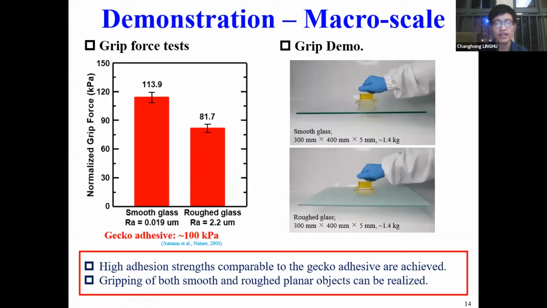And the SMP gripper can also be applicable to planar surfaces, be it rough or smooth, and the equivalent adhesion strength can be 113.9 kilopascal on the smooth glass, comparable to the commercial adhesive of 100 kilopascal. And even though the surface is rough, the adhesion strength is not reduced obviously.